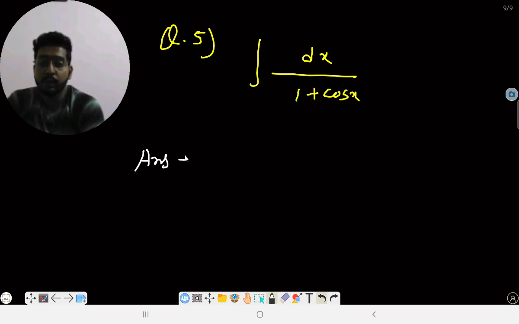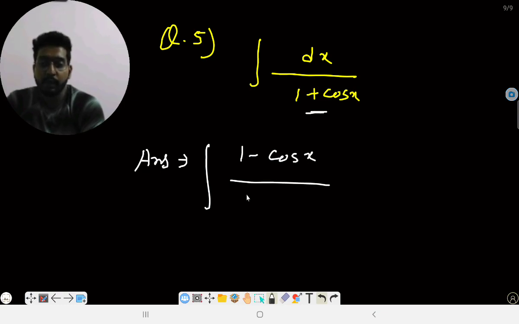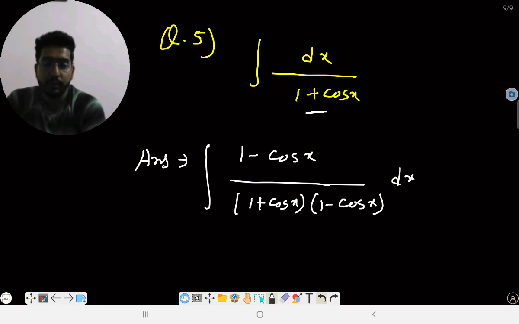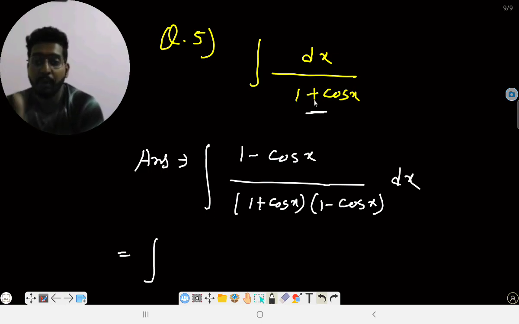Now for this type of integration, look, there is a plus, so you have to multiply the numerator and denominator by the opposite sign. That means you have to multiply by minus. So 1 minus cos x over 1 plus cos x into 1 minus cos x dx. So remember this one. Whenever 1 plus cos x, 1 minus cos x, 1 plus sin x, or 1 minus sin x is given, you have to multiply with the opposite sign. If plus is there, you have to multiply by minus, and if minus is given, you have to multiply by plus, like this.